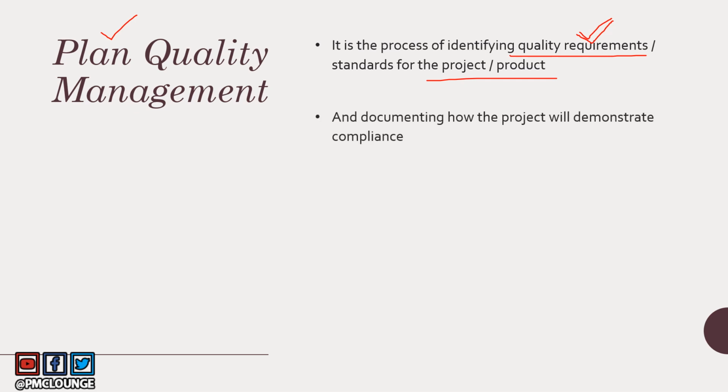And not just that, you also document how the project will demonstrate the compliance to quality. So first you are identifying the quality requirements, and then you are also documenting how your project plans to demonstrate compliance to the quality of the project or the end product of the project. So this is important. This is what you do in the plan quality management process.